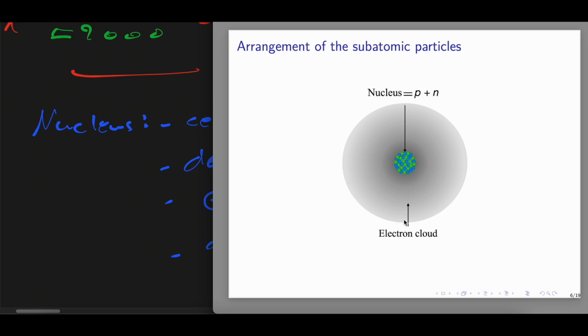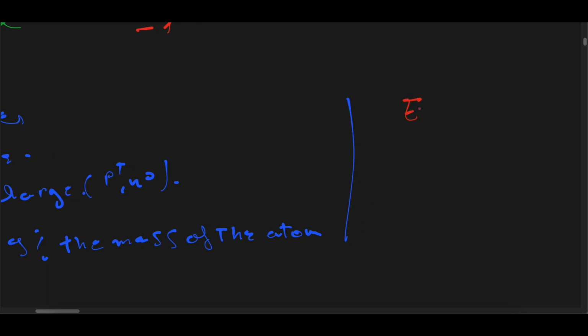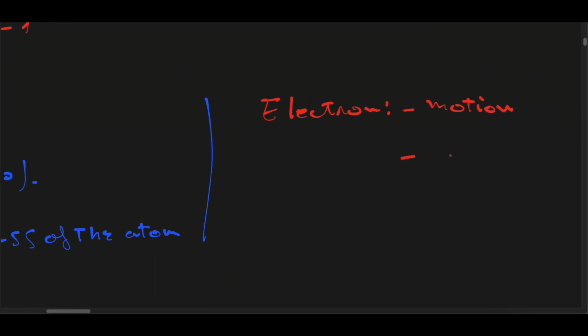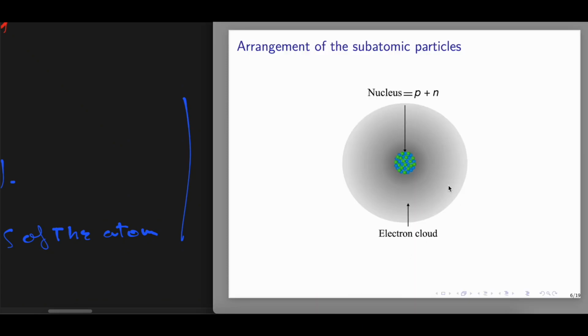And around the nucleus, we have the electrons that are moving quickly around it. They are in motion, they move rapidly. We know that the electrons are negatively charged, so there is a negatively charged electron cloud around this nucleus.